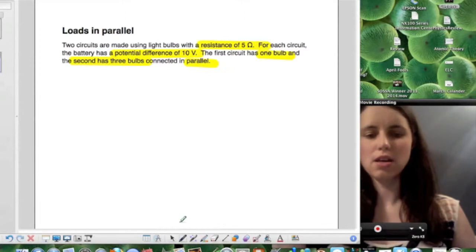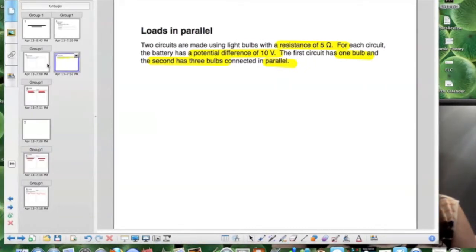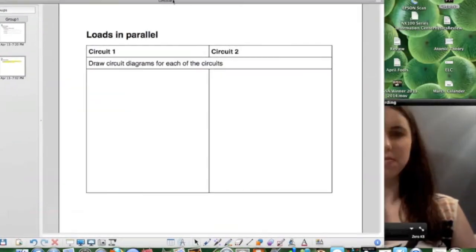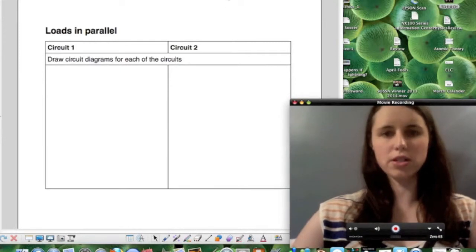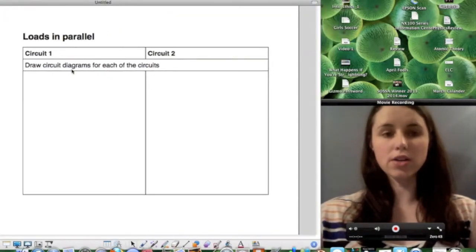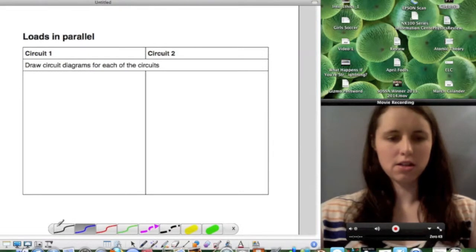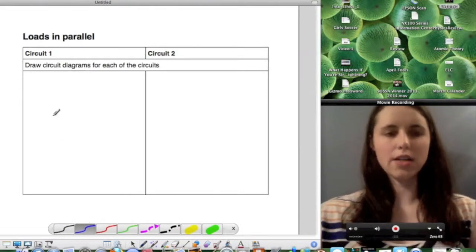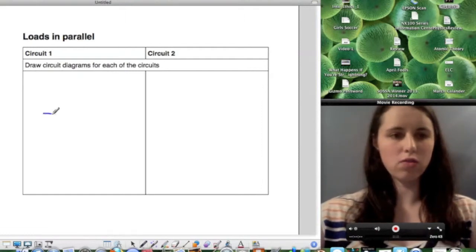All right. So next thing that we are going to want to do is draw these circuits. So let's switch the page here. Okay, so this is what you should see next on your screen. You should see it's asking you to draw a circuit diagram for each of the circuits, for circuit 1 and for circuit 2. Okay, so let me pull up my trusty pen here. Perfect. All right, so remember circuit 1 only has 1 load, 1 light bulb, right? So first thing I want to do is draw my battery.